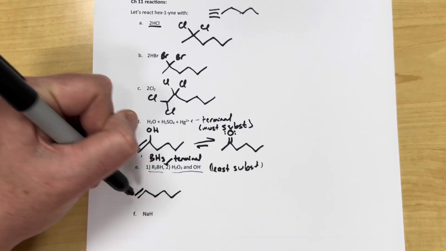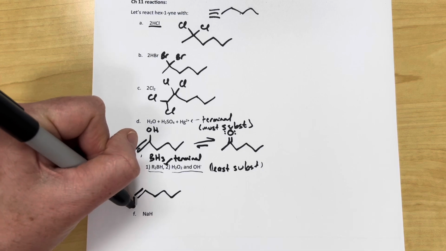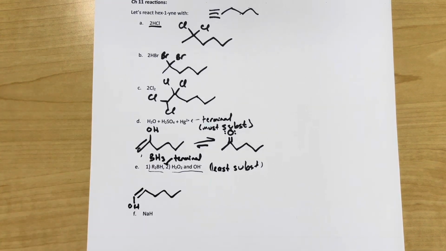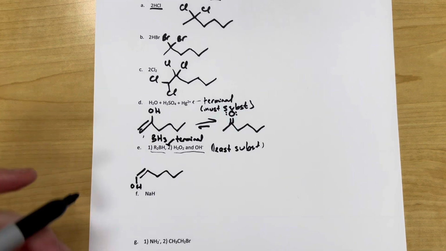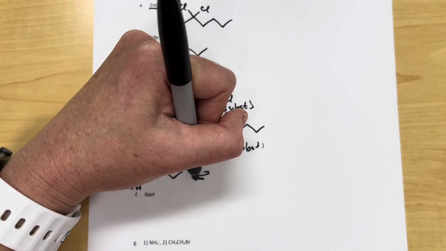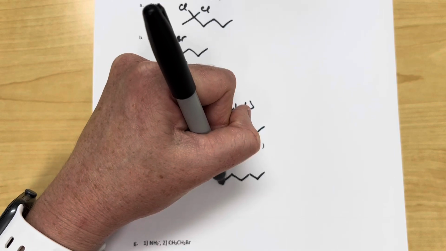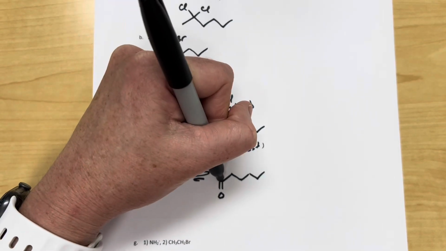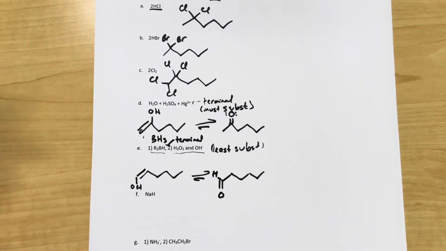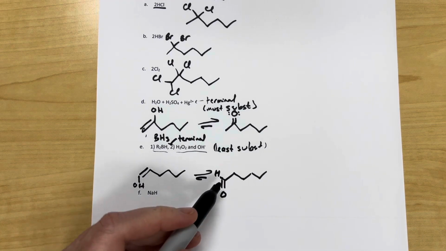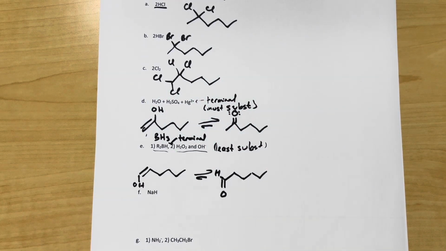The double bond's in the same spot, but this time we'll have an alcohol on the primary carbon. This again will tautomerize, and we'll be left with what we call an aldehyde. Many times you'll write the H here just to put a stamp on the fact that this is an ending aldehyde.